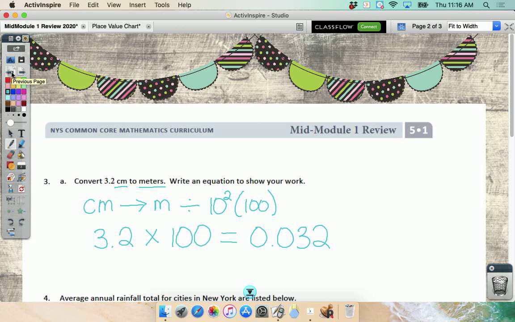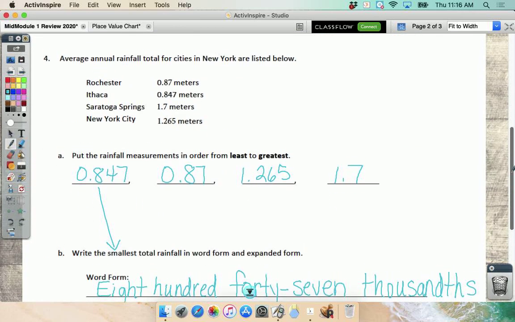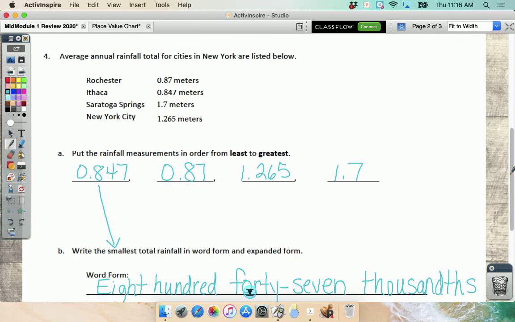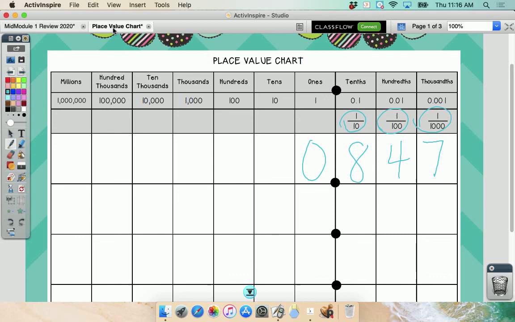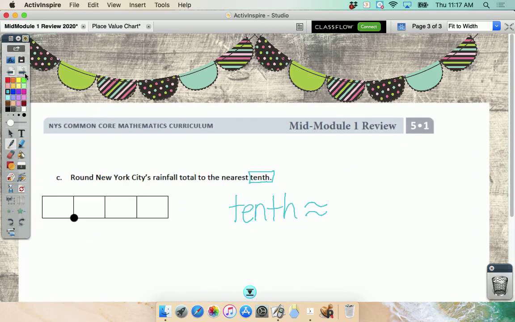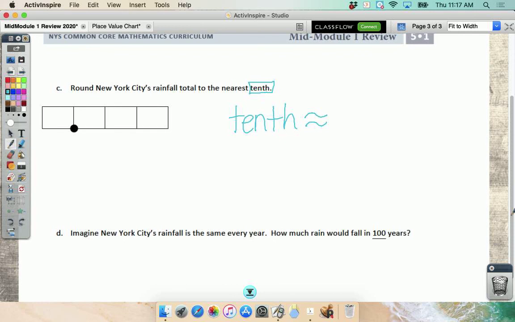1.268. You're close. 1.25. Okay, 1.265. Funny thing about it, I'll tell you in a minute. So this is 1.265 because it has to be New York City's number. And there are 2 important things here. You got to get the right number and you have to round to the tenths place.